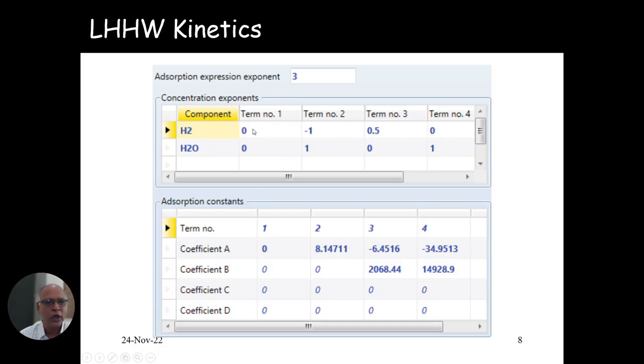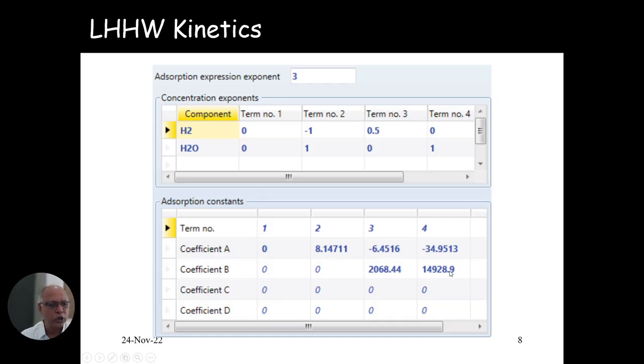Here there are 4 terms. The first term, as I said, is always 1. And when the first term is 1, the constants a, b, c, d, because ln 1 is equal to 0, should be set to a is equal to 0, b is equal to 0, c is equal to 0, d is equal to 0. In the second term, why do you have only one constant? Probably you have some constant, let us say 2000, multiplied by, as you can see, partial pressure of water divided by partial pressure of hydrogen. So you are taking the logarithm of that constant.